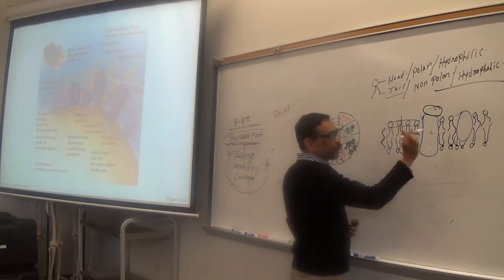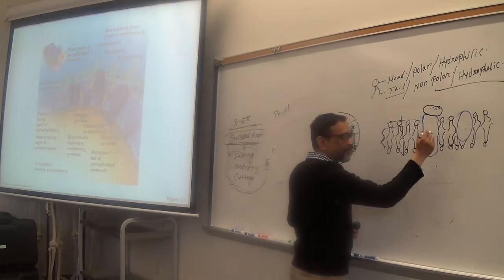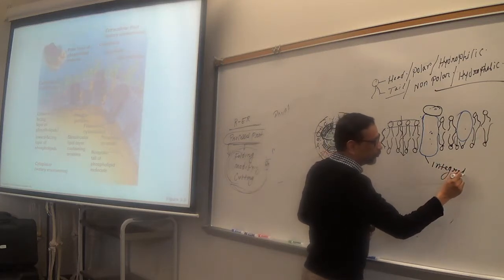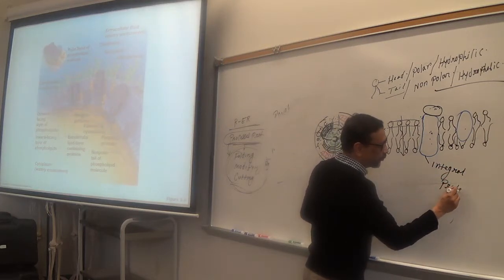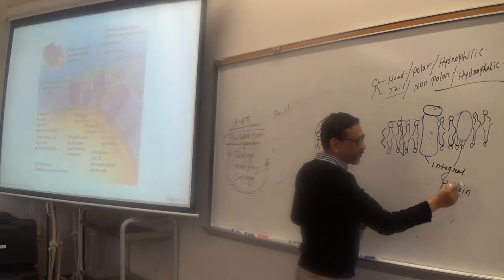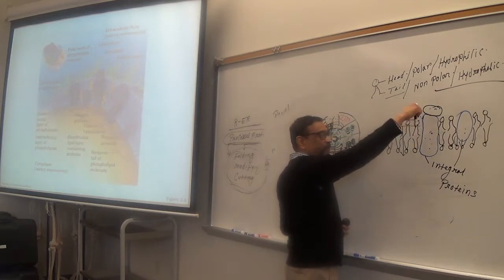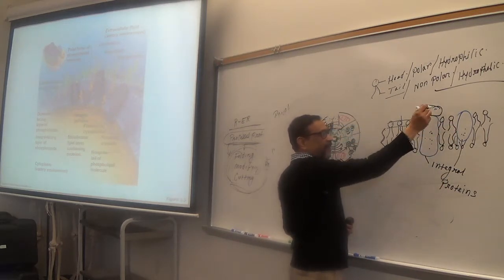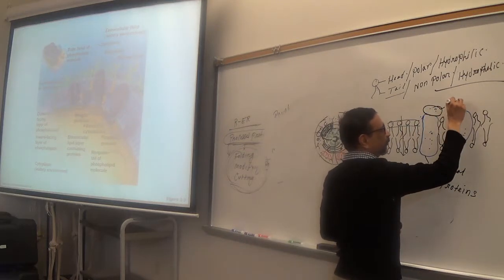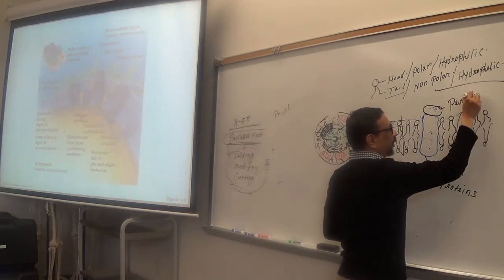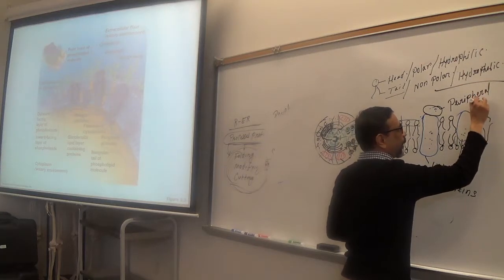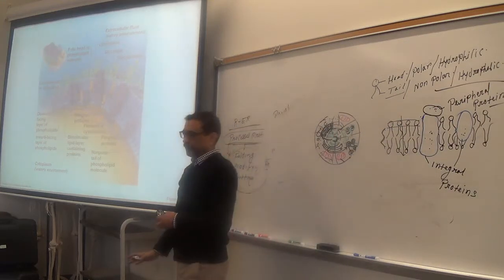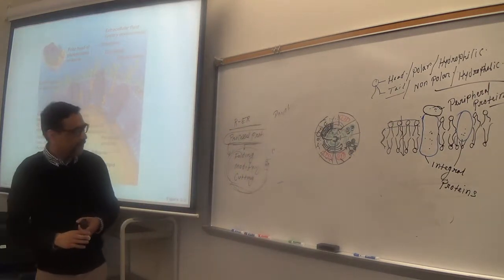Now proteins. Two types of proteins. Some are deeply inserted. These are called integral. These are integral proteins. Both. This one going all through. This one is deeply inserted. So both are integral. And this is peripheral protein. Peripheral protein. Okay. So, two types of proteins.